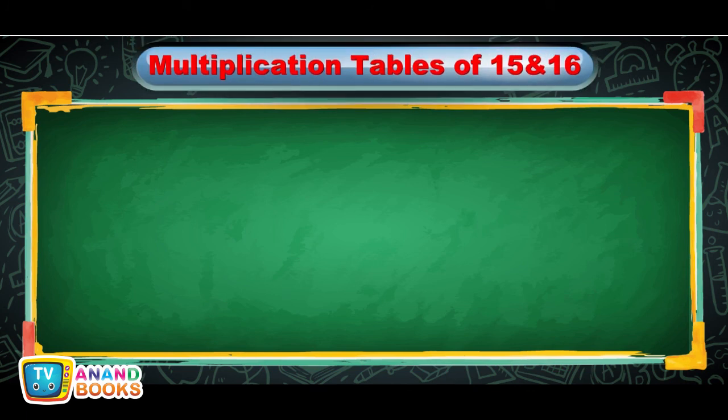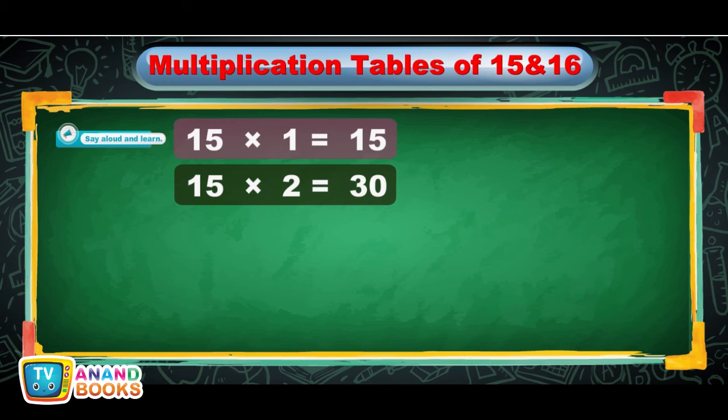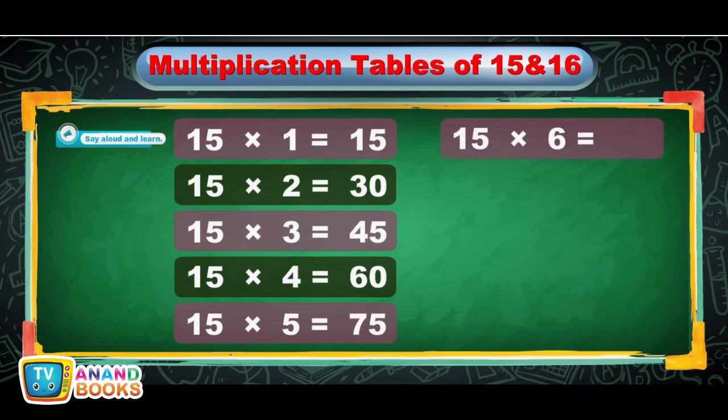Multiplication tables of 15 and 16. Say aloud and learn. 15 ones are 15. 15 twos are 30. 15 threes are 45. 15 fours are 60. 15 fives are 75. 15 sixes are 90.